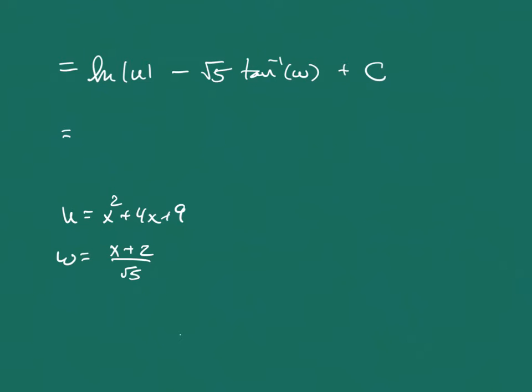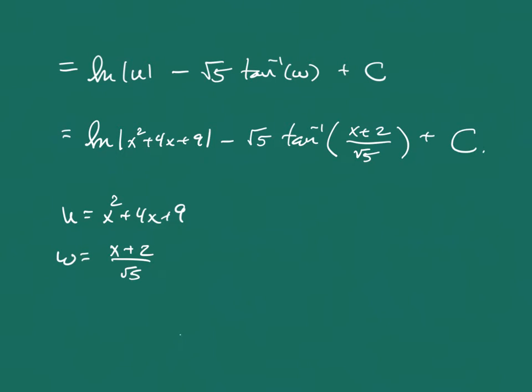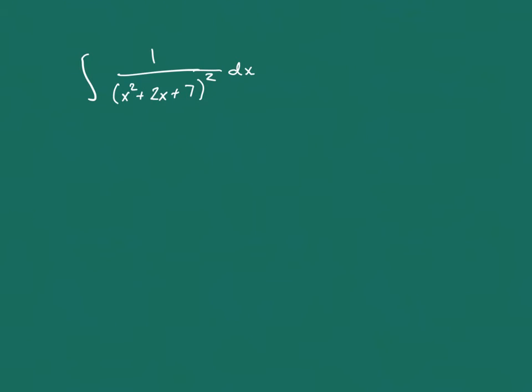And so for our final answer, we get something that looks like the natural log of the absolute value of x squared plus 4x plus 9 minus the square root of 5 times the arctangent of x plus 2 over root 5 plus our arbitrary constant. And so maybe as one final example, we can say, what happens if we had an irreducible quadratic to a power in the denominator? Well, not really much changes at that point.